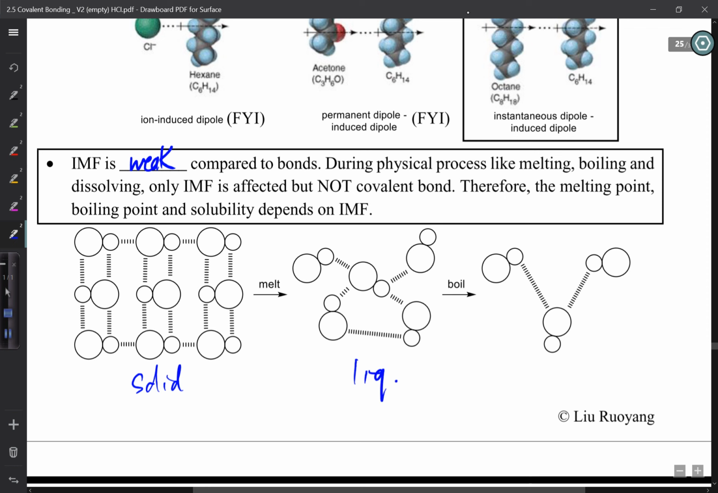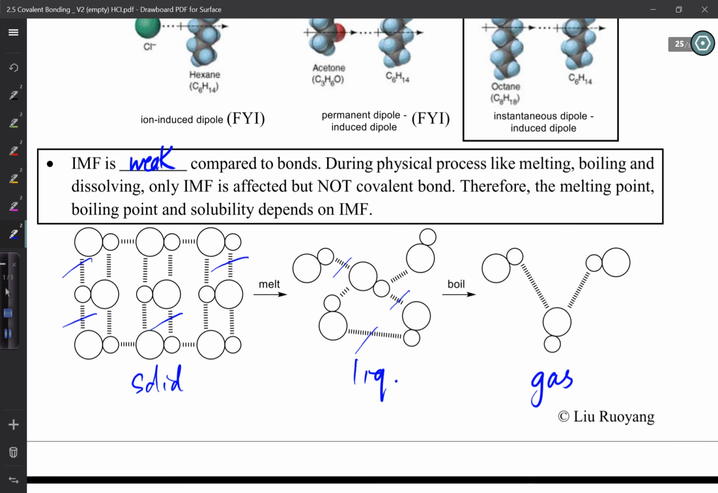During melting, I supply energy to break some of these IMF. The molecule itself is still intact. I'm only breaking the intermolecular force. So if there's less intermolecular force, it will become a liquid state. Now if I were to supply even more energy, I'll break even more of these IMF, and eventually I get a gaseous state. So therefore, when I boil or when I condense it, I'm only breaking or forming IMF. I'm not breaking covalent bonds.